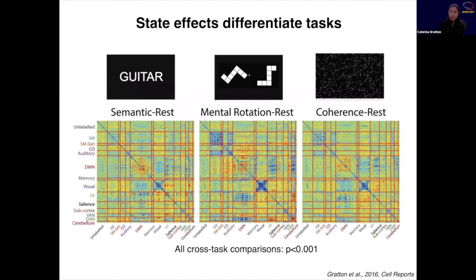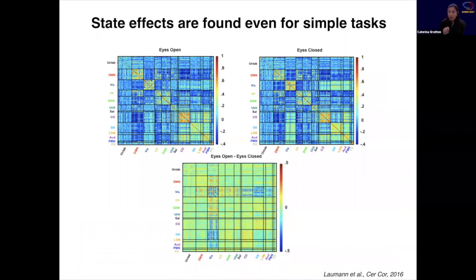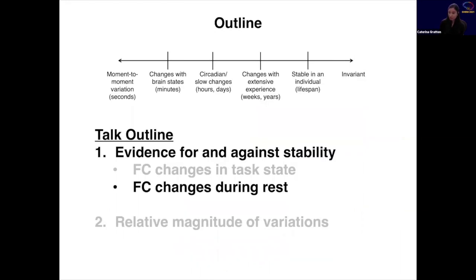We also showed that particular tasks can vary meaningfully from one another, as shown here for the 3 different tasks, which is also supported by machine learning studies showing that you can very accurately decode task states from functional connectivity patterns. This can also be seen with variations in states for much simpler tasks. For example, just opening or closing the eyes can cause differences in functional connectivity. So we see that there is evidence that functional connectivity can change across different task states.